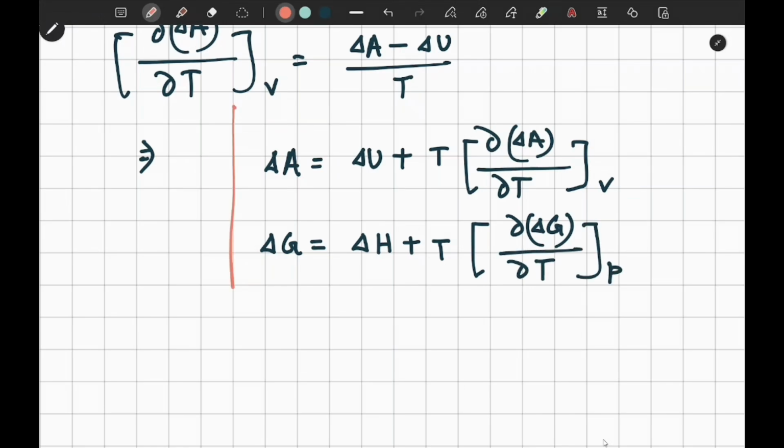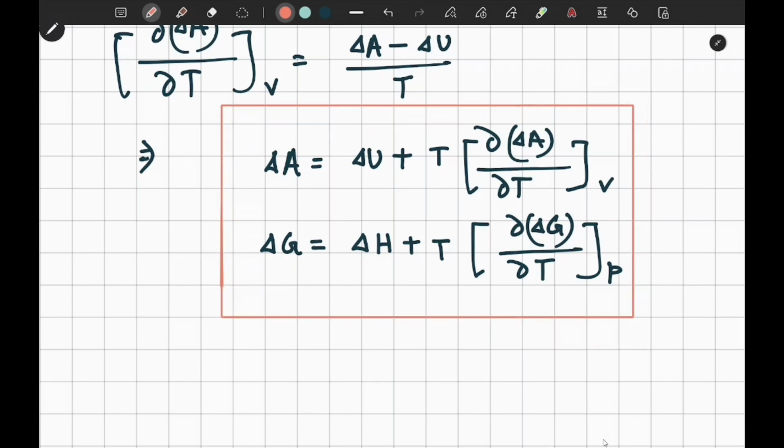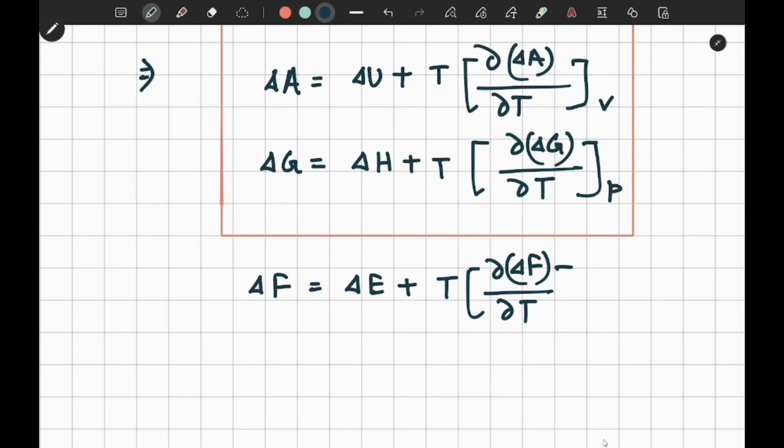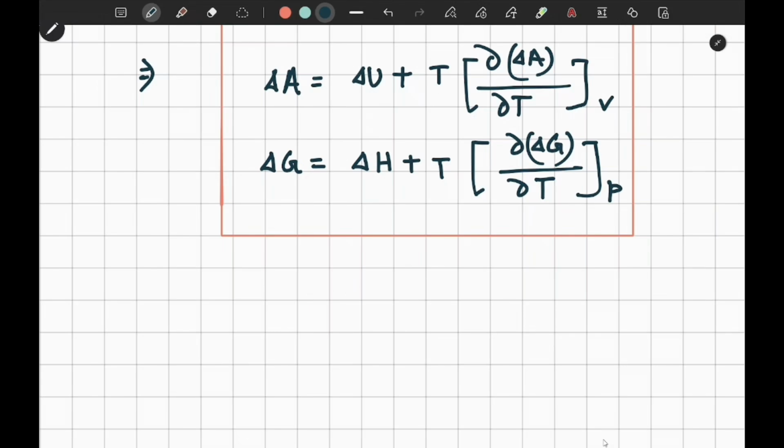Okay, so these are two equations. That's why it's called the Gibbs-Helmholtz equation. These two relations are very important. Now you can manipulate these two relations. In general, you can write del F by del T. If it is Gibbs free energy, then it will be pressure; if it is Helmholtz free energy, then it will be volume. If it is Gibbs free energy, then it will be enthalpy; if it is Helmholtz free energy, then it will be internal energy. Okay, so these two are the main forms.